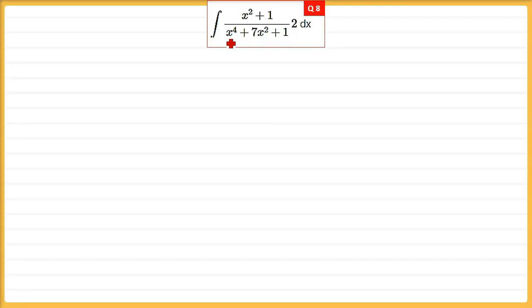X square plus 1 divided by x raised 4 plus 7x square plus 1. There is no 2 there. So the process remains the same as the previous 7 questions we have adopted. We will divide the numerator and denominator, every term, by x square, so I'm dividing everything by x square now. So that we get the form we are expecting.